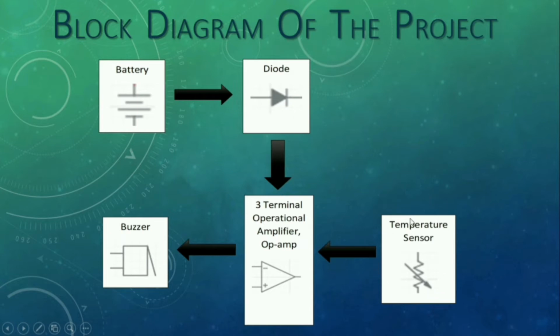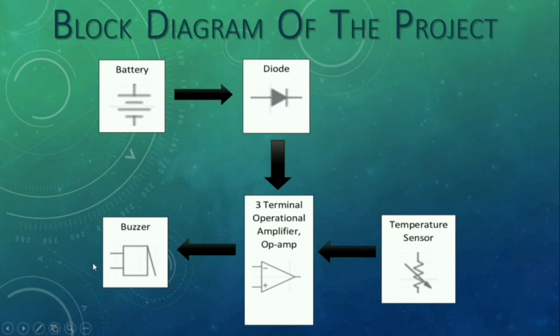Third, we need a temperature sensor, which detects whether the temperature rises or falls. Then we need a 3-terminal operational amplifier, op-amp. This 3-terminal operational amplifier has 3 terminals, which are 2 inputs and 1 output. So from here, we can see that the 2 inputs are from the diode and the thermistor, which is the temperature sensor.